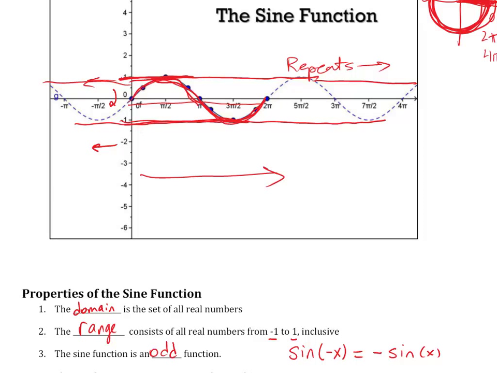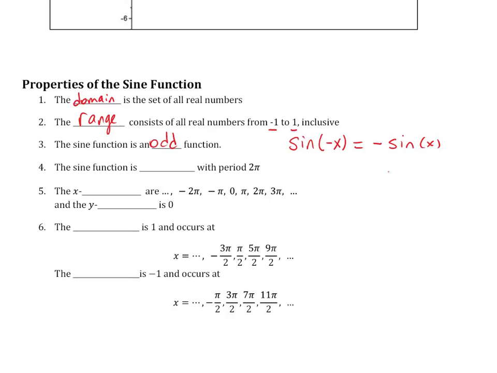So, in other words, let me draw another picture down here to illustrate this. If I go this far, and that's x, I have this height right here, right? That's sine of x height. If I go that exact same distance in the negative x direction, guess what's going to happen? I'm going to be exactly the same distance away from the x-axis, only in the negative direction. Okay, that's sine of negative x. It's also the same thing as negative sine of x.